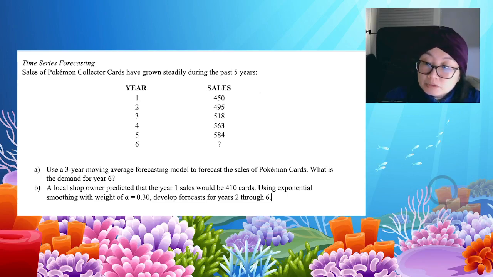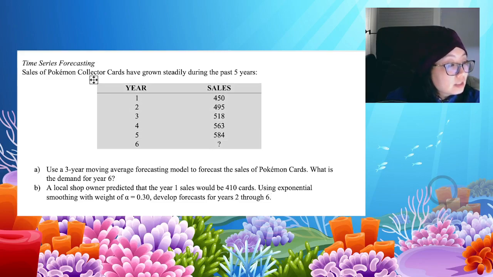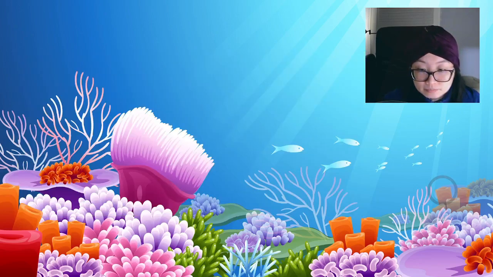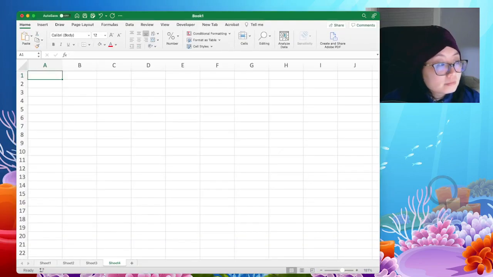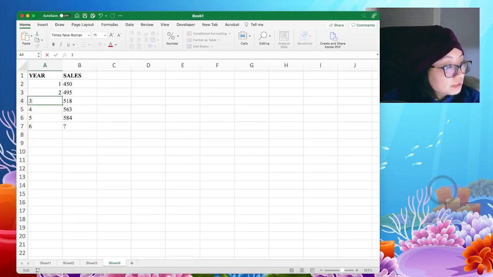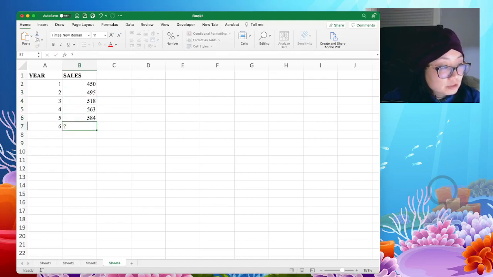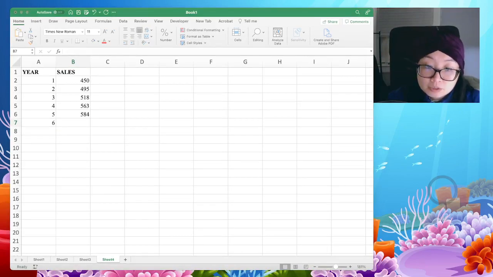In order to solve this, I'm going to be using Excel, and we will copy over these numbers into the Excel spreadsheet. And what I'm going to do is just double check to make sure that it is indeed numbers that are represented in these fields. I'm not sure why copying and pasting will lead to extra spaces, and that is something we don't want. So the value for the sixth year is not provided because that is the number that we want to calculate.